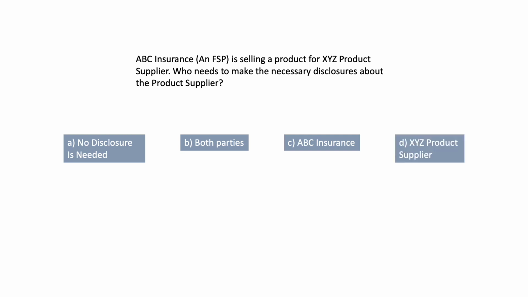D. XYZ product supplier. You can pause the video here if you need a few seconds to think about the answer. The correct answer is option C. ABC Insurance, as the FSP, would need to do the necessary disclosure to the client.